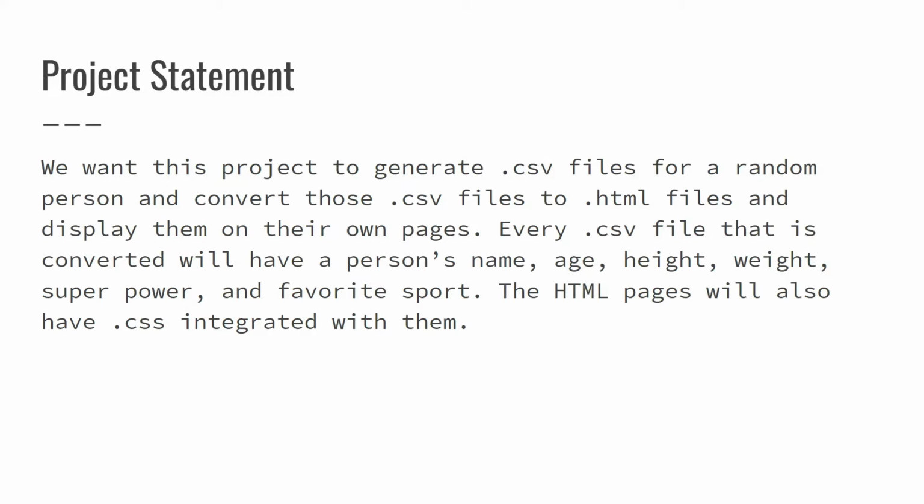So this is our project statement, and what we wanted this to do is generate CSV files for a random person, and then convert them to HTML files and display them on their own web pages. So every CSV file that is converted will have a person's name, age, height, weight, superpower, and favorite sport. And then the HTML pages that are displayed will have integrated CSS.